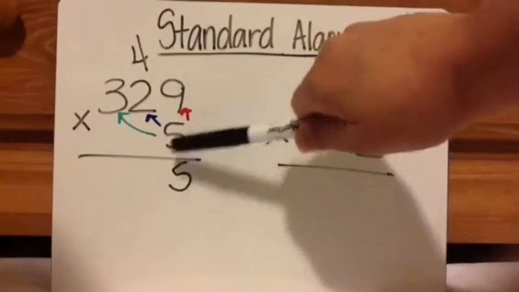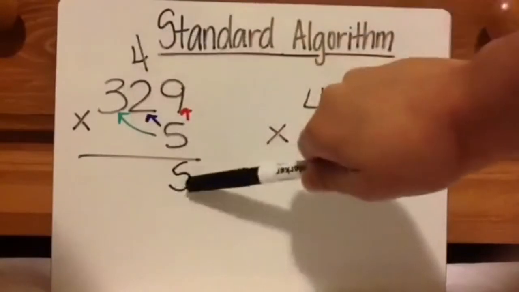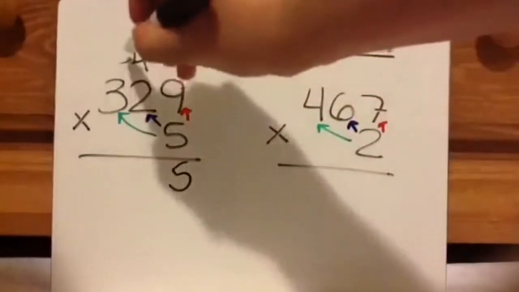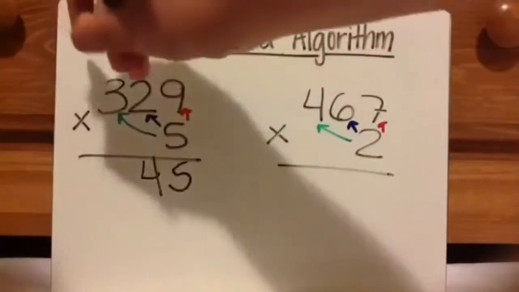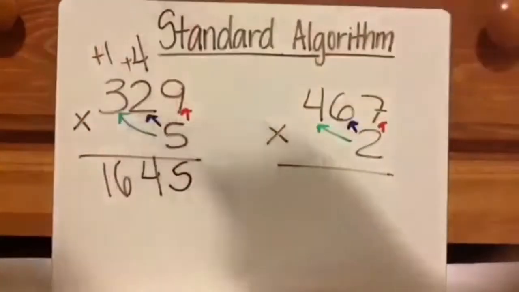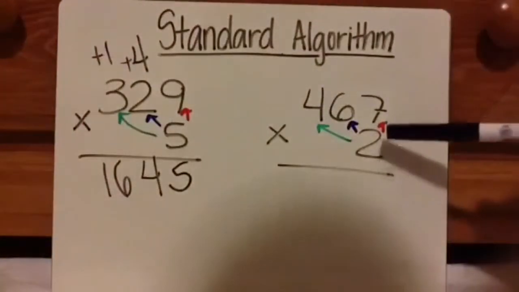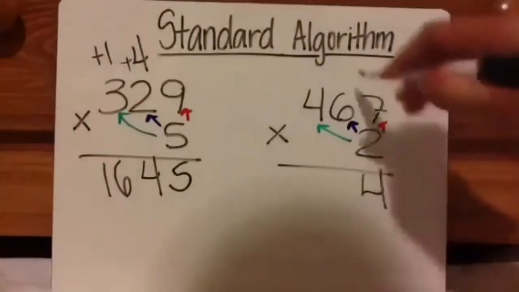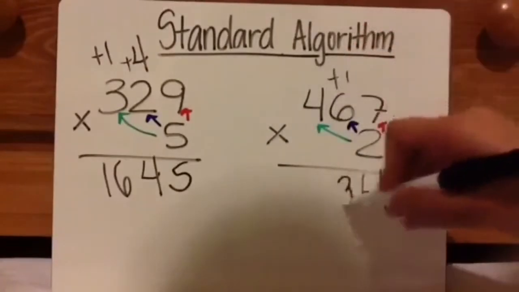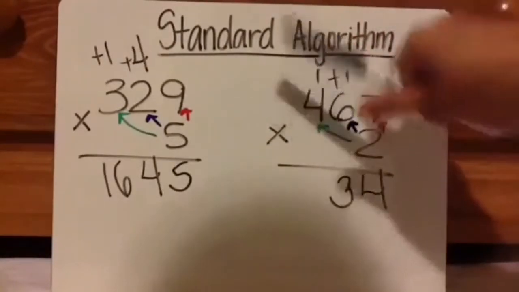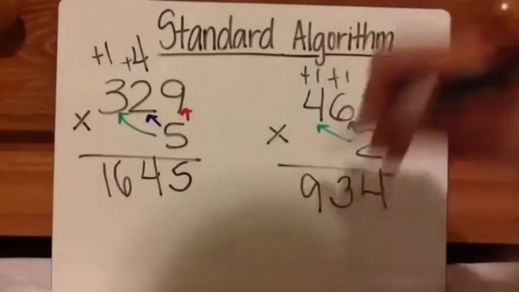And 9 times 5 is 45. So you got to put the 4 here and the 5 here. 5 times 2 is 10, plus 4 is 14. 5 times 3 is 15, plus 1 is 16. 2 times 7 is 14. 6 times 2 is 12, plus 1 is 13. 2 times 4 is 8, plus 1 is 9.